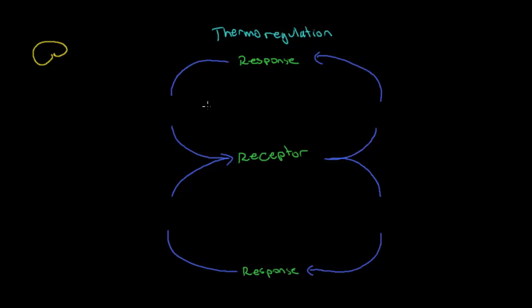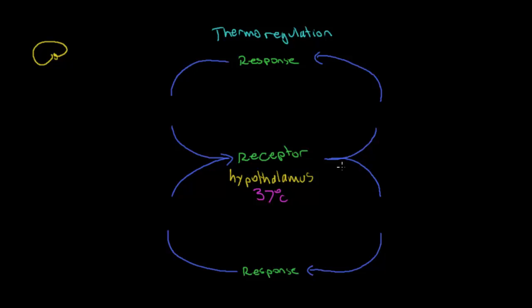In the case of thermoregulation, the receptor is called the hypothalamus, and that is a part of the brain. The hypothalamus is here in this lower part of the brain here. The hypothalamus maintains a body temperature at around about 37 degrees Celsius.